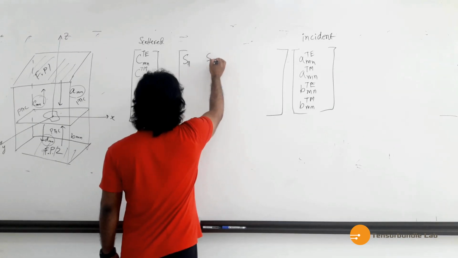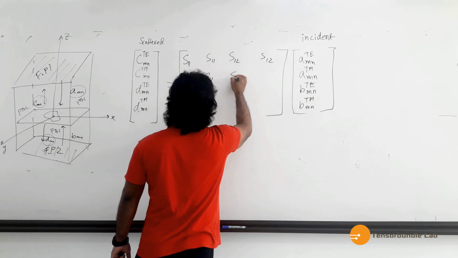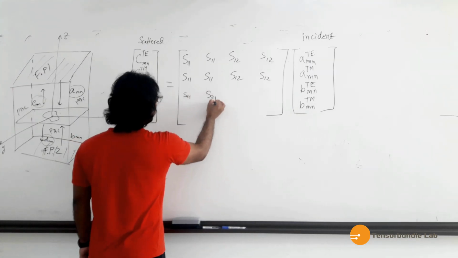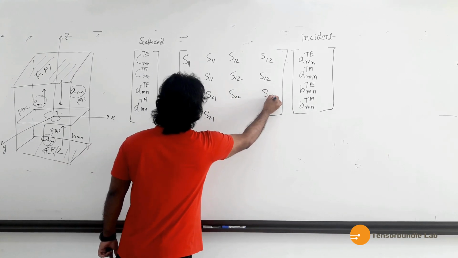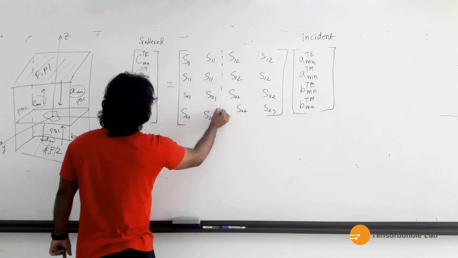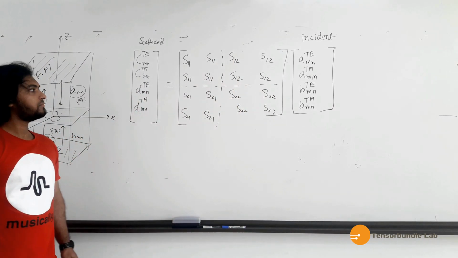S11, S12, S21, S22, each with four components. For your convenience, I will just separate them like this.